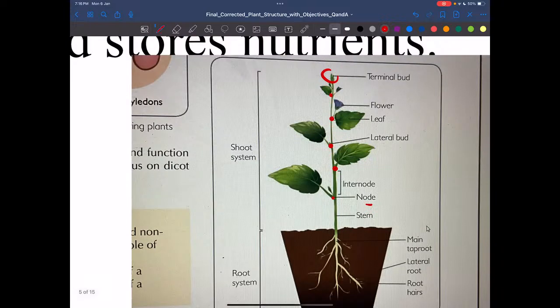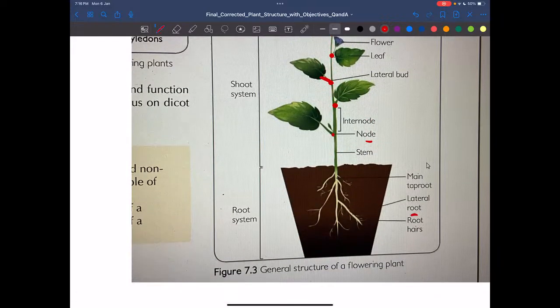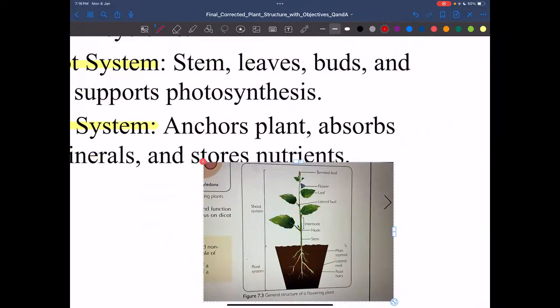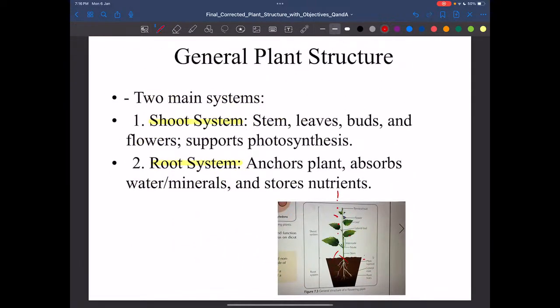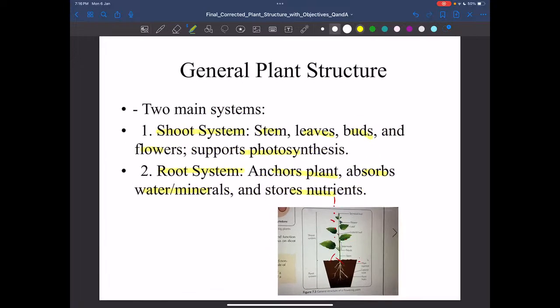That's where the plant mainly grows from. Okay, so it extends its length from this terminal bud, and it also has lateral buds for lateral extensions. And as we saw in the roots, we have lateral roots that extend sideways. Okay, so the shoot system has stems, leaves, buds, and flowers if it's a flowering plant, and they support photosynthesis. And the root system usually anchors the plant in the soil. Okay, so it gives it structure and rigidity, and it helps absorb water and minerals and also stores nutrients.